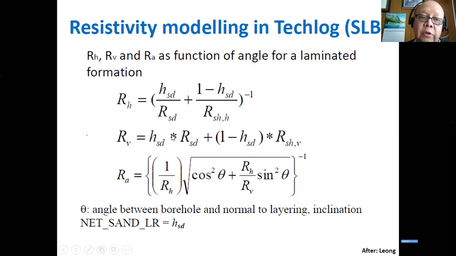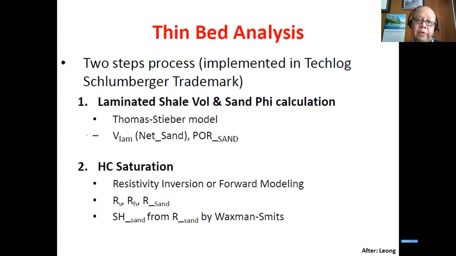We use these equations to compute R sand, RH and RV. Here we are taking into account the dip angle, or the angle between the dip of the formation and the deviation angle of the well. It's a two-step process. Here we were using Techlog from Schlumberger. For laminated shale volume and sand porosity calculation, we use the Thomas-Stieber model, and then we can get V laminar and porosity of sand. For hydrocarbon saturation, we use resistivity inversion or forward modeling, and we get RV, RH, and R sand.